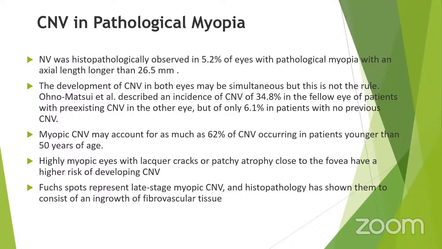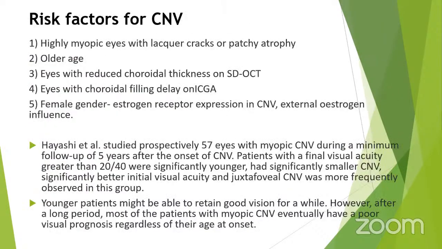Myopic CNV may account for as much as 62% of CNV occurring in patients younger than 50 years of age. Highly myopic eyes with lacquer cracks or patchy atrophy close to the fovea have a higher risk of developing CNV, and Fuchs spots represent a late stage of myopic CNV. Histopathologically, they have been shown to consist of an ingrowth of fibrovascular tissue.